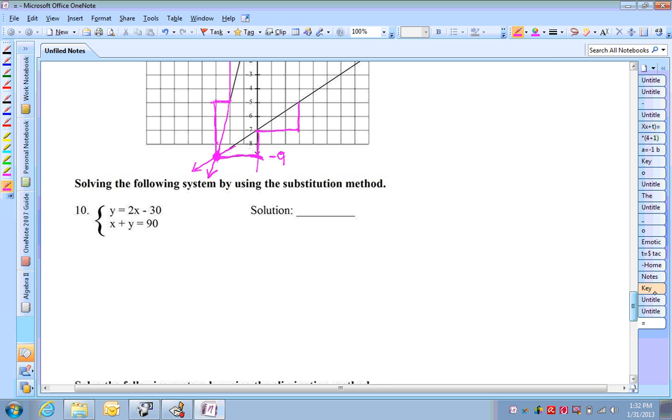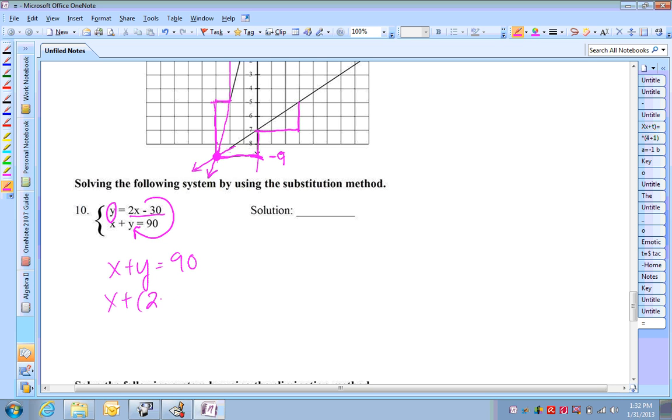All right. Now, at number 10, they're asking us to use the substitution method. So what I need to do is see if there's a variable by itself, and there is. It's y, and y is equal to 2x minus 30. So I'm going to plug 2x minus 30 into the second equation, or sorry, replace y with 2x minus 30. So I write my second equation, and instead of writing y this time, I'm going to write 2x minus 30.